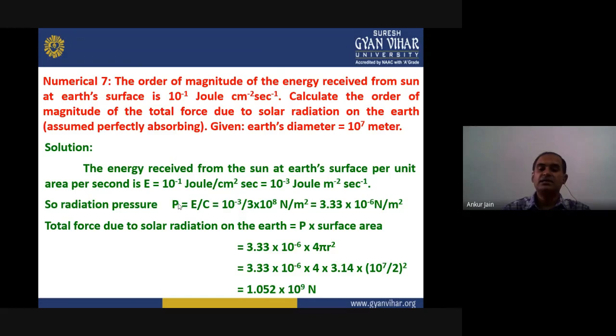So the answer is 3.33 into 10 to the power minus 6 into 4 into 3.14 into 10 to the power 7 divided by 2 whole square, and the answer will become 1.059 into 10 to the power 9 N. This is the force due to solar radiation on the earth.